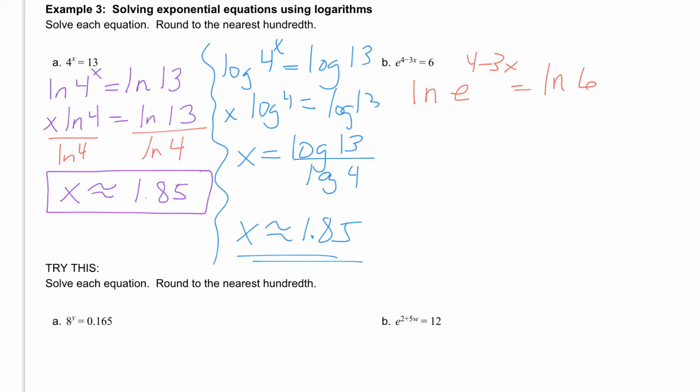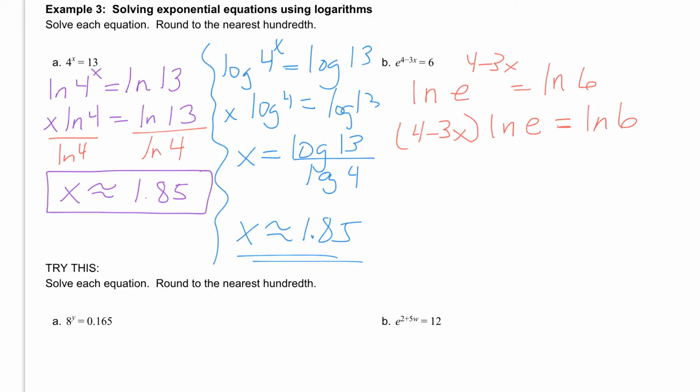Then using my exponent or my log rules, I can take my exponent and move it out to the front. When I do that, I need parentheses around my 4 minus 3x. I need to know that that whole thing is the exponent being multiplied by that natural log of e. If you forget the parentheses, then it looks like only the 3x is being multiplied by that natural log. So be very careful here with the parentheses. And this is equal to natural log of 6.